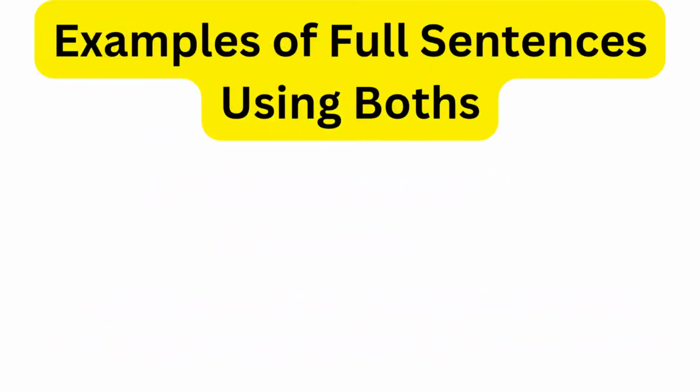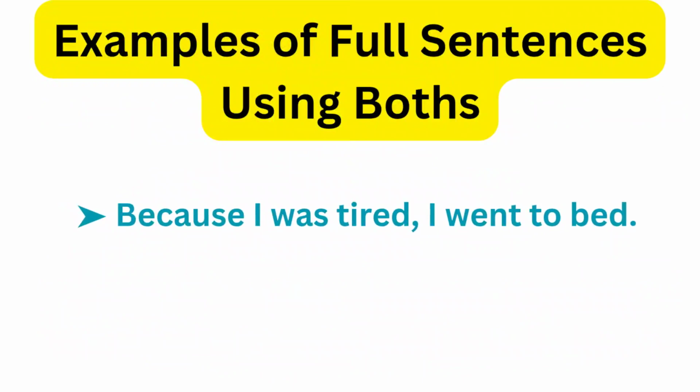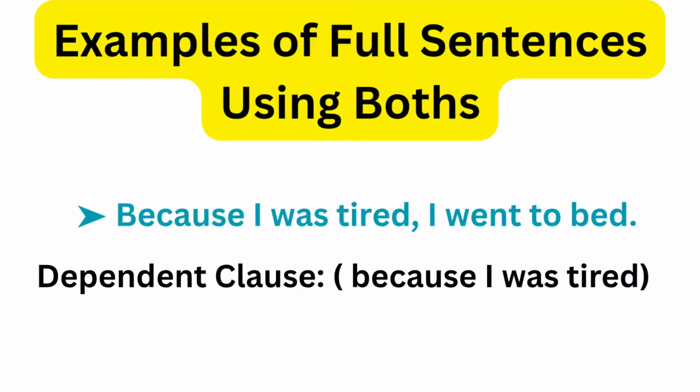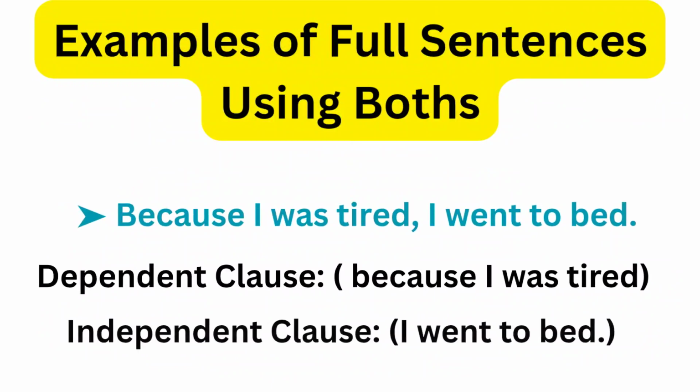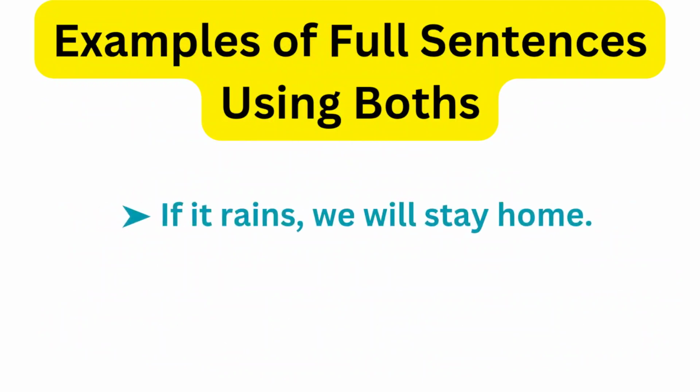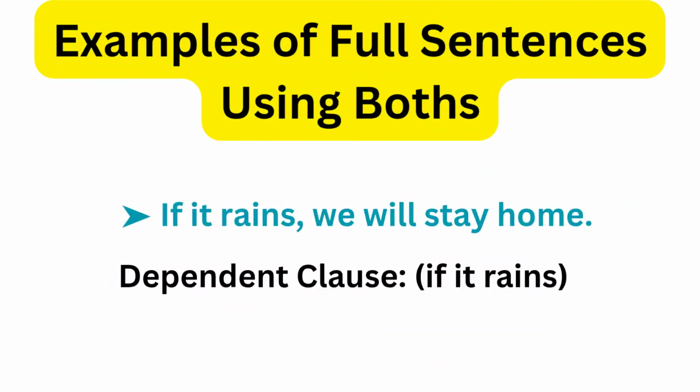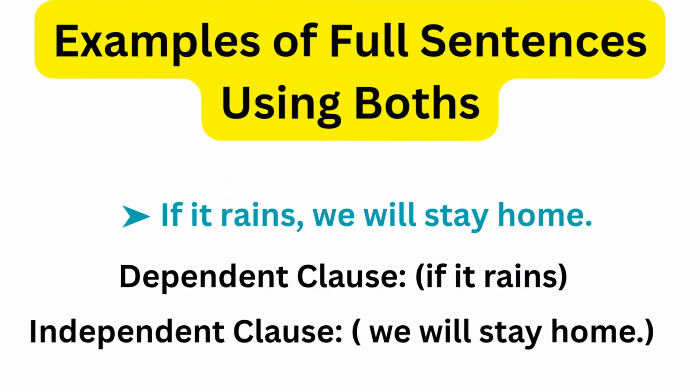Examples of full sentences using both. Because I was tired, I went to bed. Dependent clause: Because I was tired. Independent clause: I went to bed. If it rains, we will stay home. Dependent clause: If it rains. Independent clause: We will stay home.